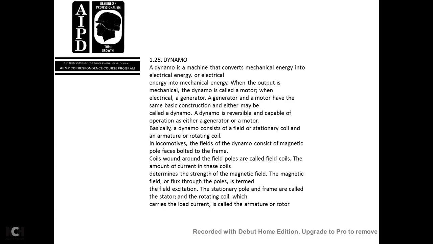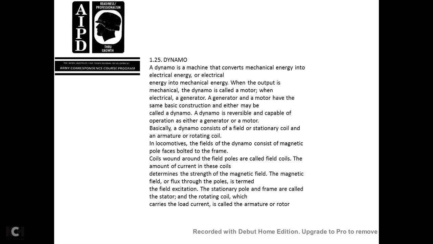125. The Dynamo. The dynamo is a machine that converts mechanical energy into electrical energy, or electrical energy into mechanical energy. When the output is mechanical, the dynamo is called a motor. When the output is electrical, it is called a generator. The generator and the motor have the same basic construction, and either may be called a dynamo. A dynamo is reversible, capable of operating as either a generator or a motor.